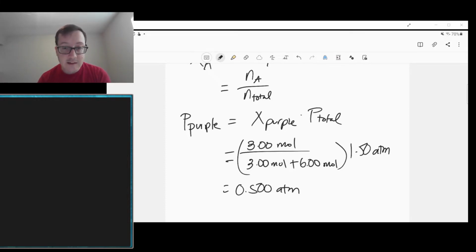So in this case, we have our 9 moles of gas all together. That 9 moles of gas is 1.5 atmospheres. And 3 moles of that 9 moles is purple. The 1/3 of the gas mixture is purple gas. And so that purple gas contributes 1/3 of the total pressure. And so that purple gas is 0.5 atmospheres.